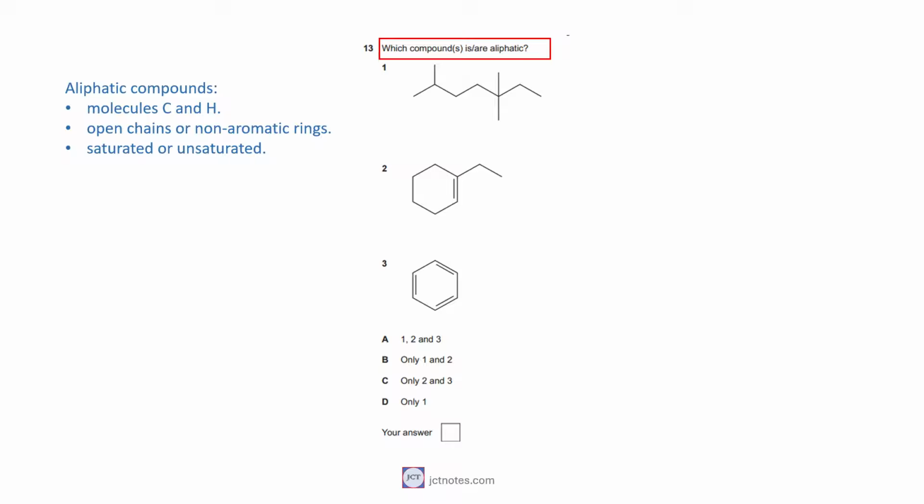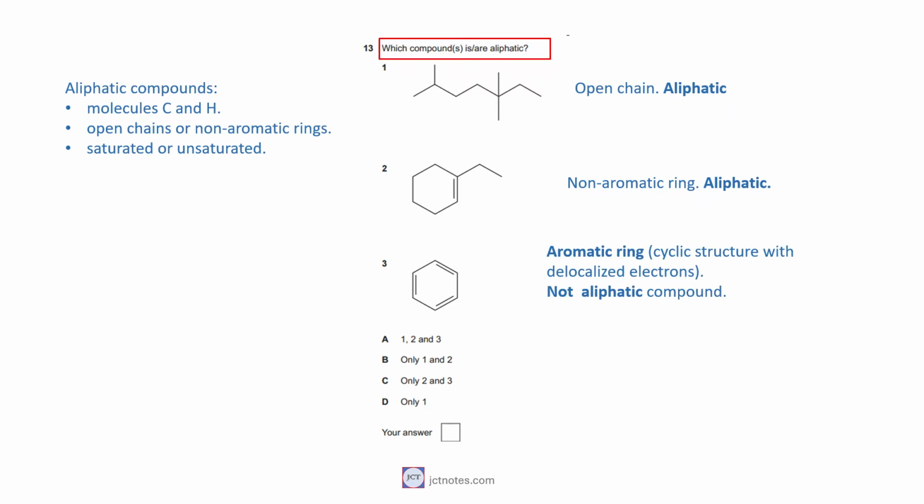From the given structures, compound 1 is an open chain. It is an aliphatic compound. Compound 2 is a non-aromatic ring. It is an aliphatic compound. Compound 3 is an aromatic ring, a cyclic structure with delocalized electrons. It is not an aliphatic compound. Therefore, compounds 1 and 2 are aliphatic compounds. The answer is B.